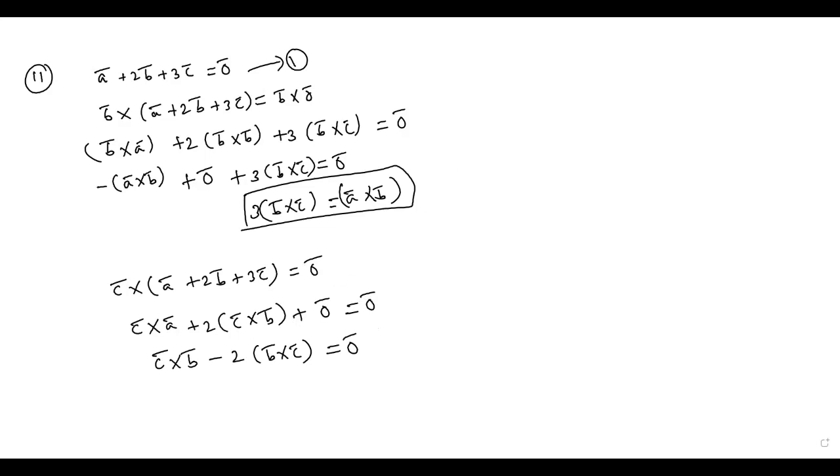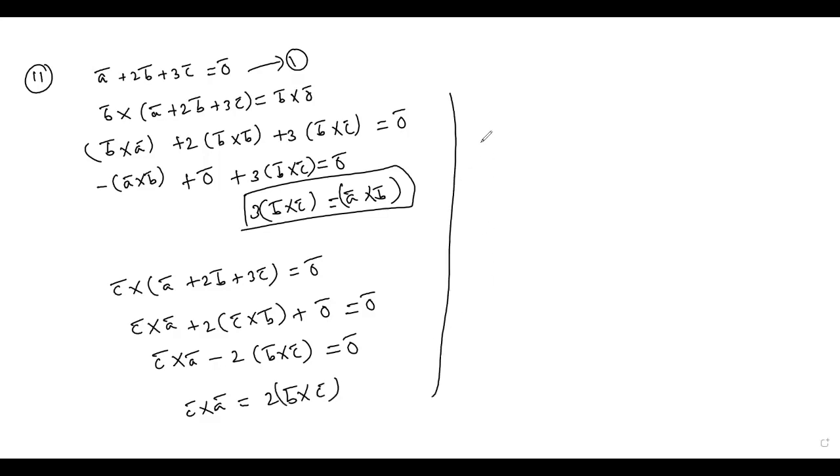Now here actually, C bar cross A bar, what is the value? C bar cross A bar. Now from this, C bar cross A bar is equal to what? 2 times of B bar cross C bar.